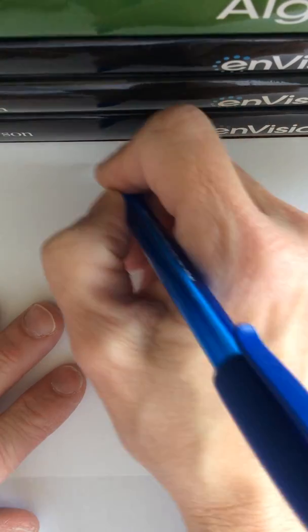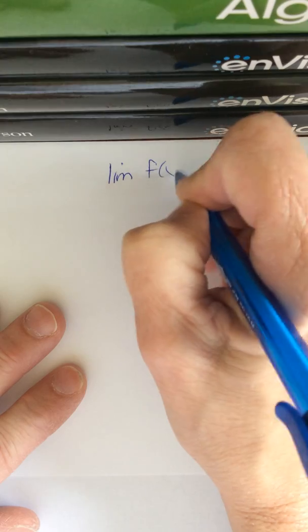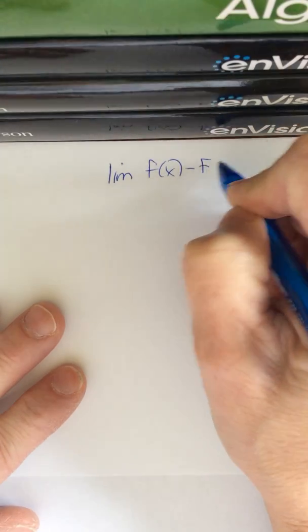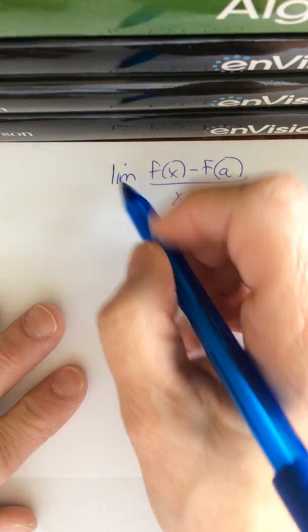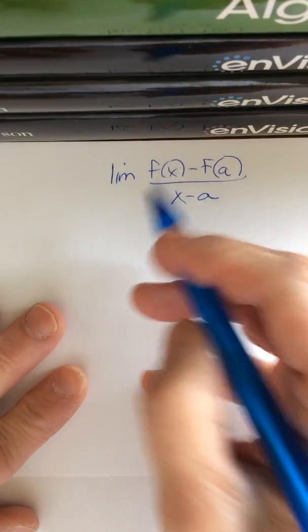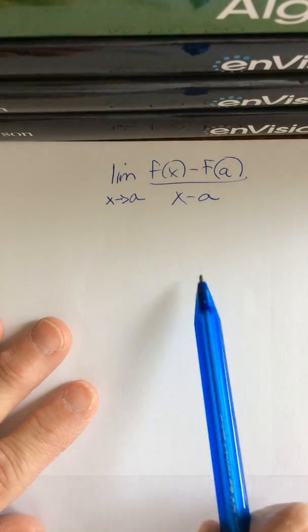Okay, so I want to continue with Unit 3, Lesson 4 with the last two examples that are in the notes. There was another definition of derivatives involving limits, and that is the limit of f of x minus the function evaluated at a, all over x minus a. And instead of h approaching 0 in this definition, we have x approaching a. So let's look at this for a second.